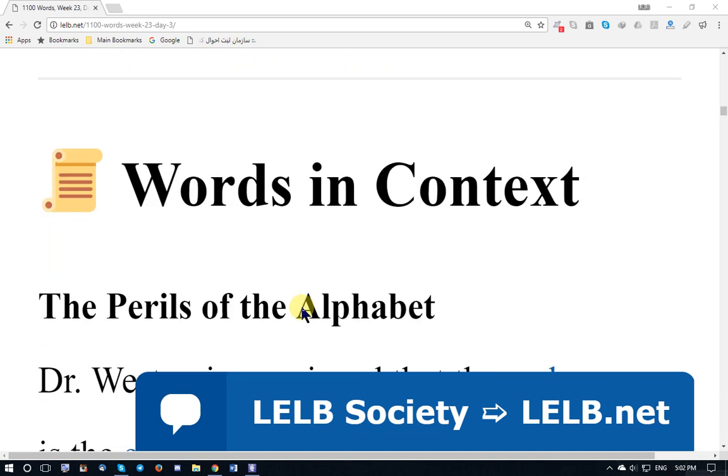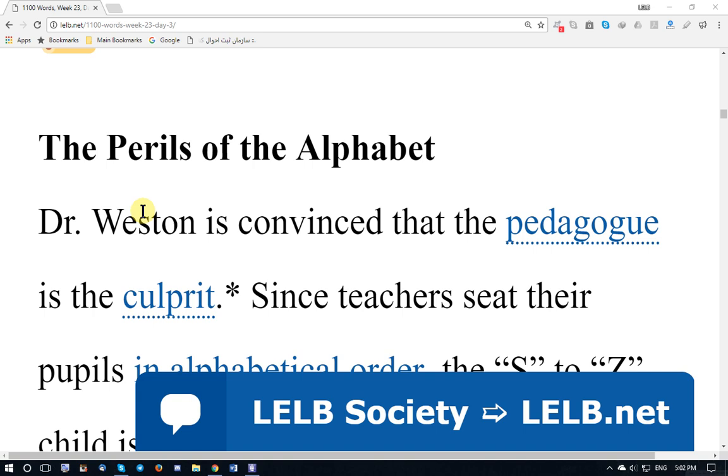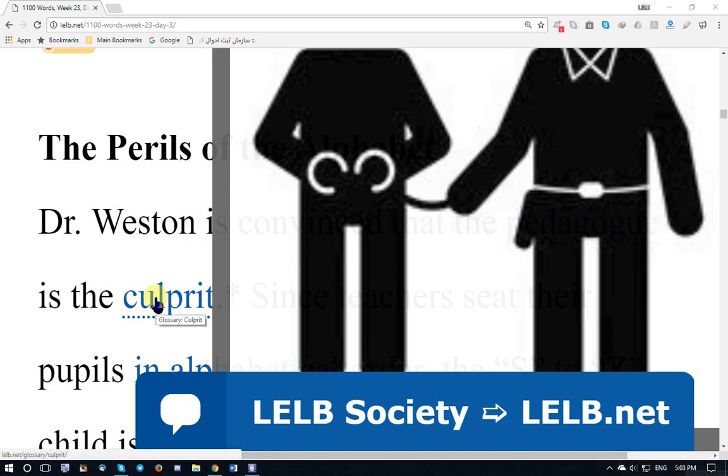Okay. Words in context. The perils of the alphabet. Peril means dangers or risks. This refers to the story in the previous two sessions, week 23, day 2 and day 1. Dr. Weston is convinced, is certain, is assured that the pedagogue is the culprit. The teacher is responsible. The teacher is at fault. Culprit means criminal, but here it has been exaggerated.